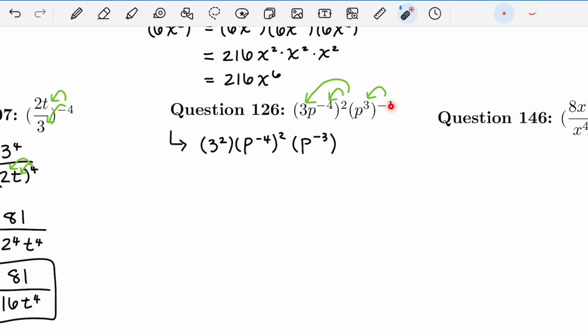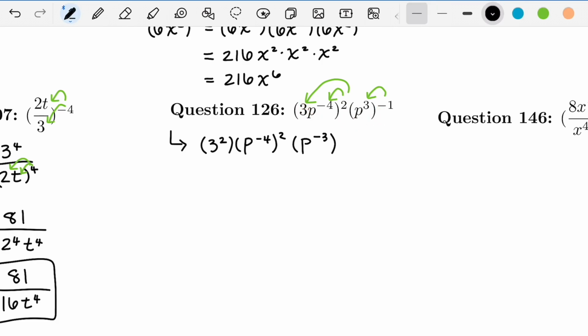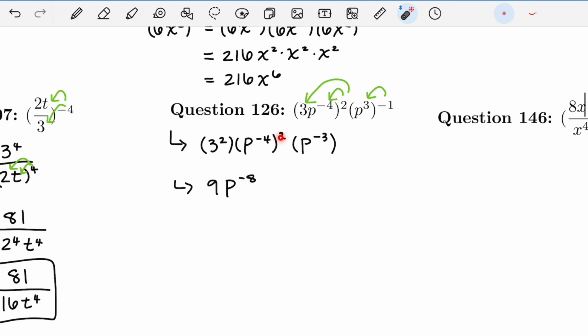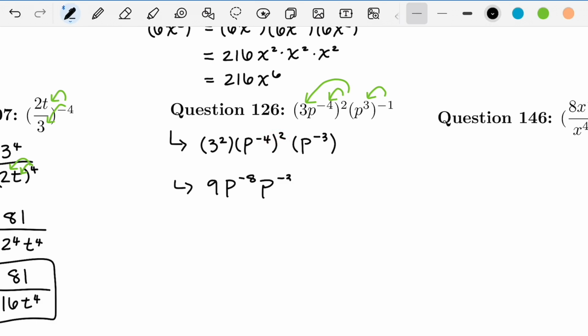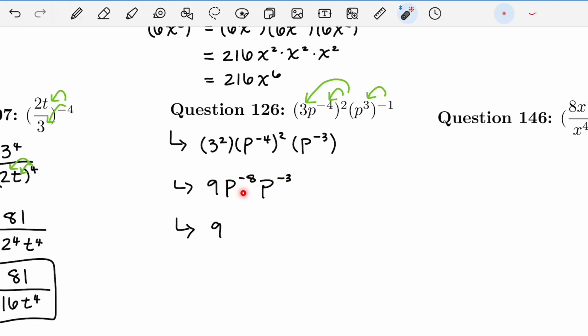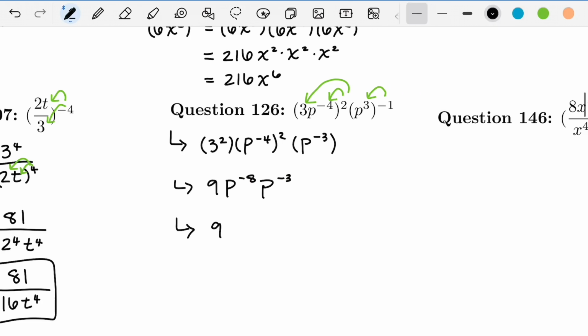Only this guy is raised to this power here. If this guy was raised to the negative 1, it would be inside of our parentheses. All right, so now we're going to have 9 times p to the negative 8 power. Remember, our power rule tells us we're going to multiply these two, and then this will be times p to the negative 3 power. So our product rule says we are going to add these. So this will be negative 8 plus a negative 3. So this will be 9p to the negative 11.